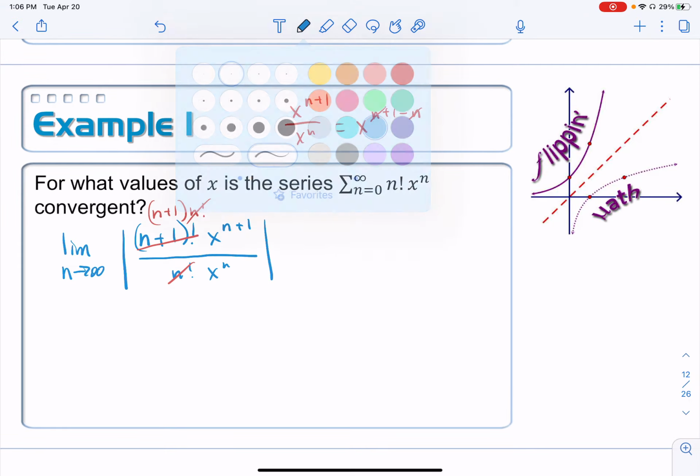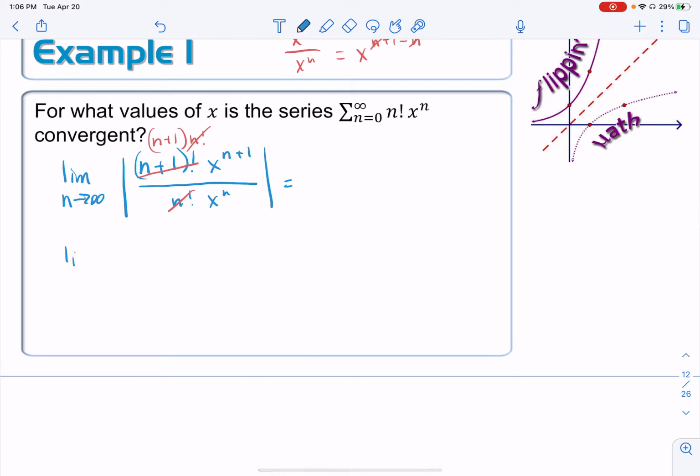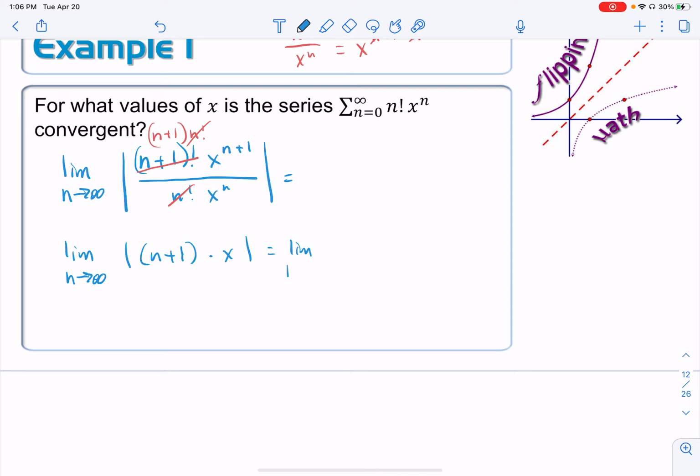So here, let me just keep writing stuff. This is equal to the limit as n goes to infinity of the absolute value of just n plus 1 is left, and then times x. Okay, think about this for a second. This n here is going to infinity. This is a positive number, but we don't know anything about the x. Remember, that's the domain. We're trying to see what we can stick in for x. Maybe it's positive, maybe it's negative. So I've got to keep the absolute value around the x, but not around the n plus 1. It can come out. So the limit as n goes to infinity of just n plus 1, and then we're going to multiply that times the absolute value of x.